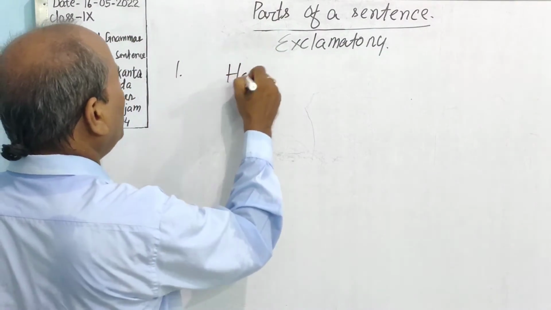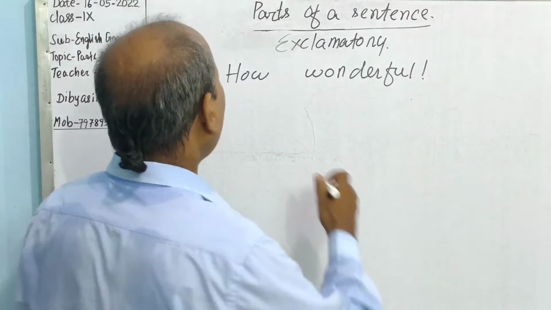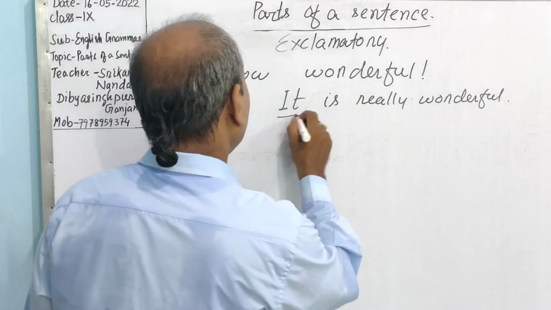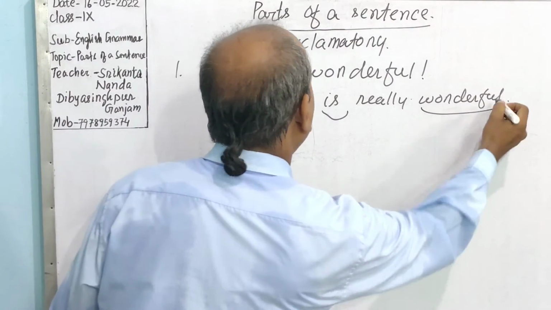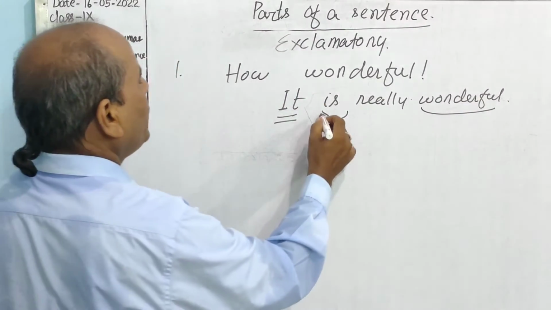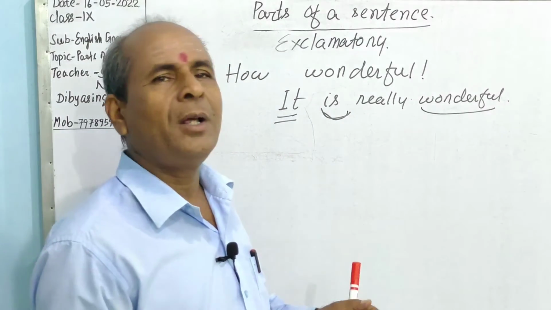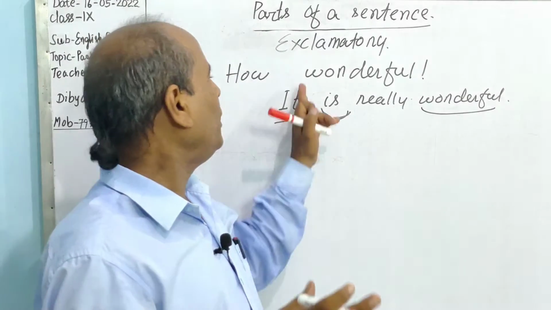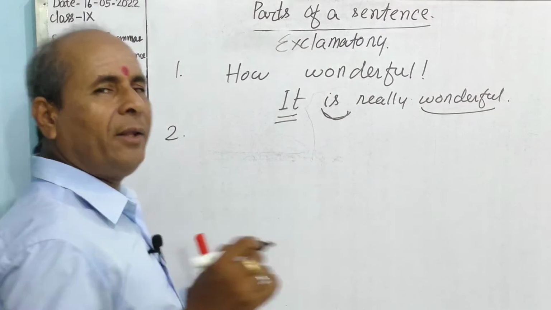You see, we will take some example. How wonderful. How wonderful means it is really wonderful. Means in this sentence, it is the subject and is wonderful is the predicate. So we can say is the verb that is not written here, it is omitted. But the sentence is totally an exclamatory sentence. How wonderful, it has no verb. Okay.